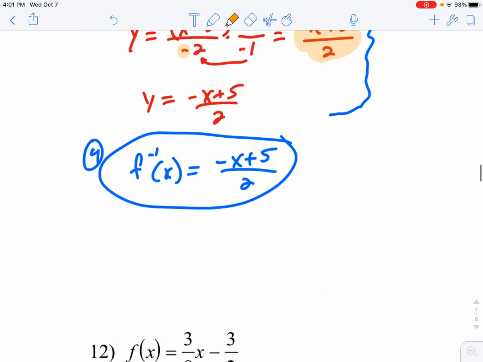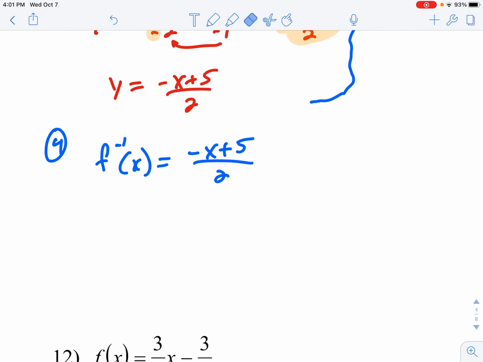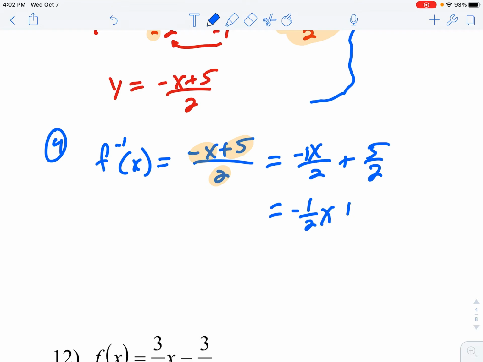Okay, so that's real easy to get their answer. So basically, both of these terms in the numerator are over 2. So you can write this as negative x over 2 plus 5 over 2. So you can split it from one fraction into two fractions. Then negative x is the same thing as negative 1x. So negative 1 times x divided by 2 can be expressed as negative 1/2 x. And just bring down plus 5/2.